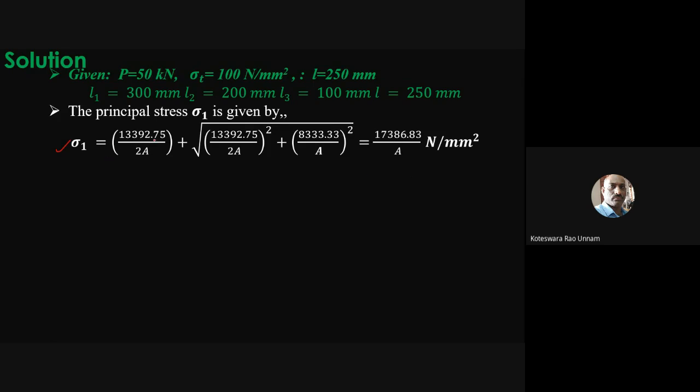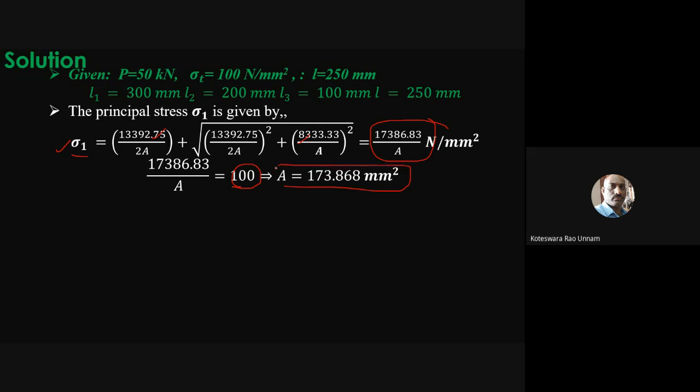Sigma 1 is nothing but sigma T by 2 plus square root of (sigma T by 2) whole square plus tau square. We calculated sigma T and tau values. If you substitute them, this is going to be your sigma 1. Now we need to equate sigma 1 to the allowable tensile stress, that is 100. From that you will get area as 173.86 mm square.